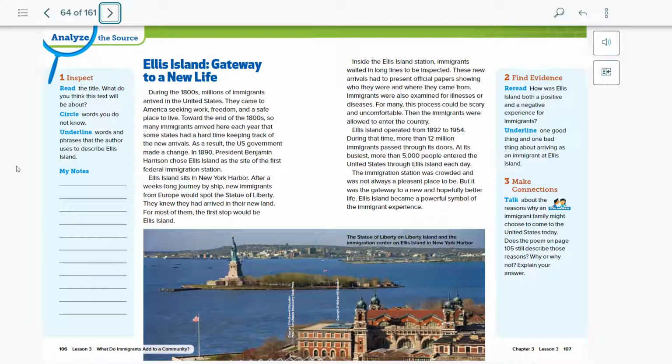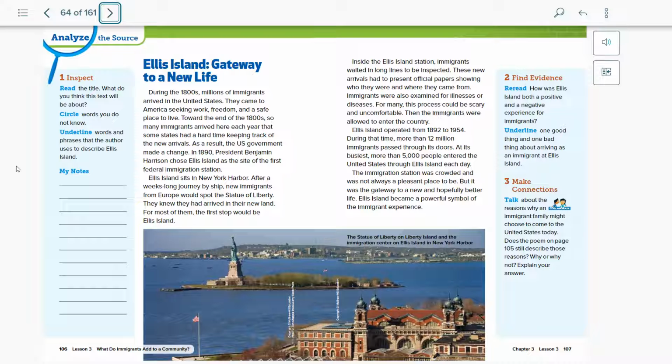Inside the Ellis Island station, immigrants waited in long lines to be inspected. These new arrivals had to present official papers showing who they were and where they came from. Immigrants were also examined for illnesses or diseases. For many, this process could be scary and uncomfortable. Then the immigrants were allowed to enter the country. Ellis Island operated from 1892 to 1954. During that time, more than 12 million immigrants passed through its doors.